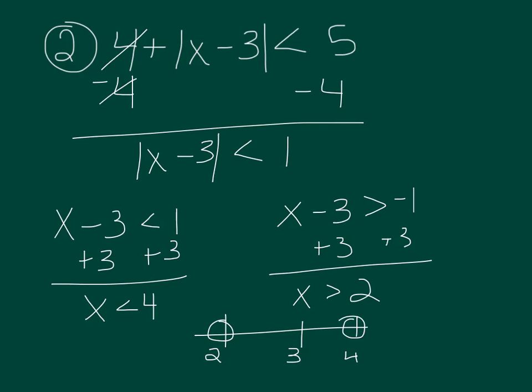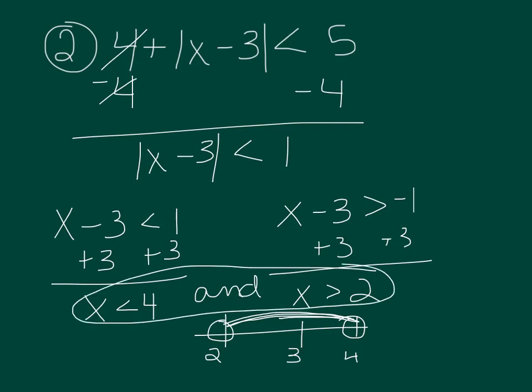We have x is less than 4, so it's going to go this way, but greater than 2, so it's going to go this way. Your dots actually connect for this one, so that means it is an and statement. You could leave your answer like this, that's fine. Or remember, we could write our answer as x is greater than 2, but less than 4. You could write your answer like this as well.